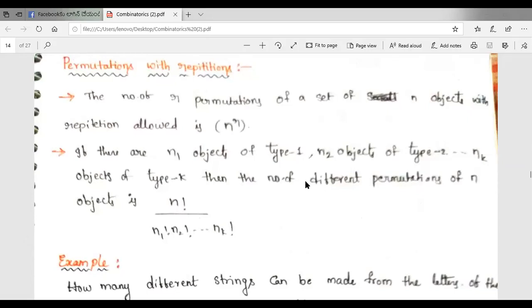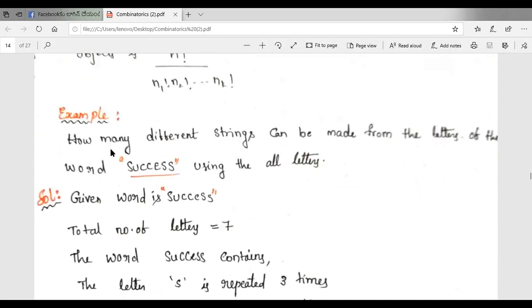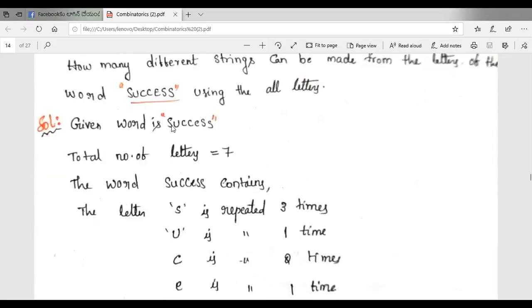For example, how many different strings can be made from the letters of the word SUCCESS using all letters? The given word is SUCCESS, so the total number of letters is 7. The word SUCCESS contains the letter S repeated 3 times, U 1 time, C repeated 2 times, and E 1 time.